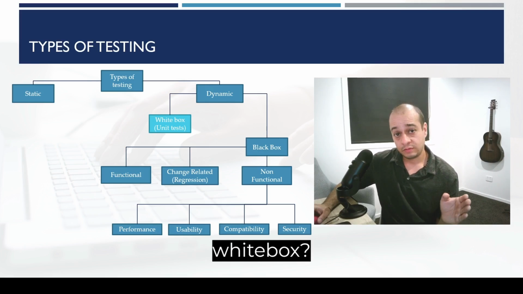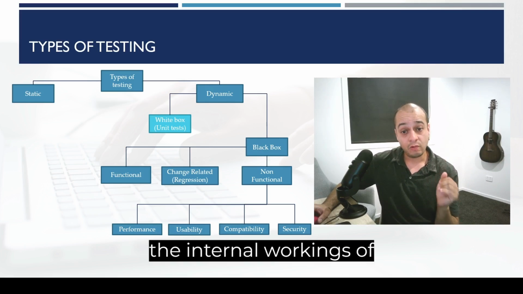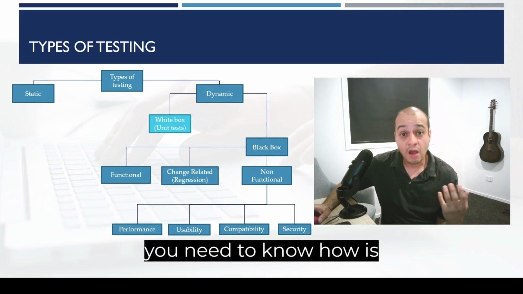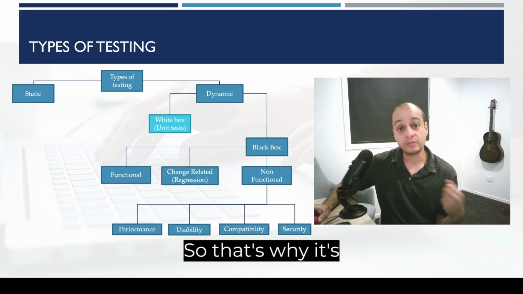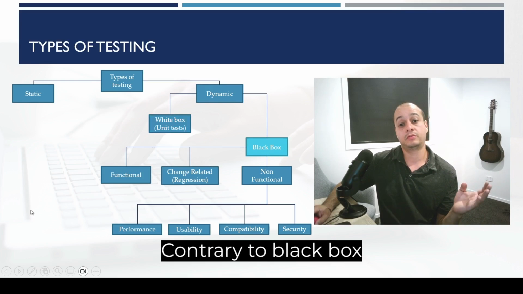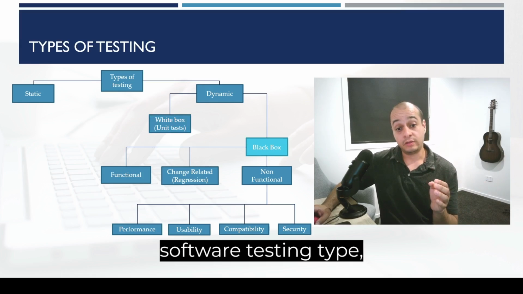Why is it called white box? Because you need to know the internal workings of the application. You need to understand the code. You need to know how it's being designed to be able to do this testing. So that's why it's called white box, contrary to black box, which is the next software testing type.